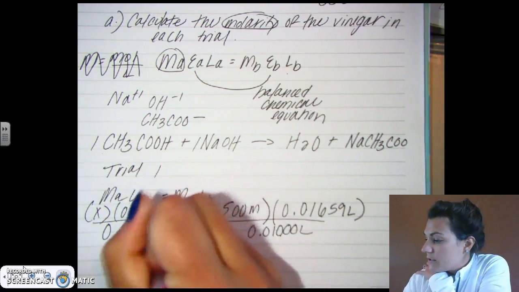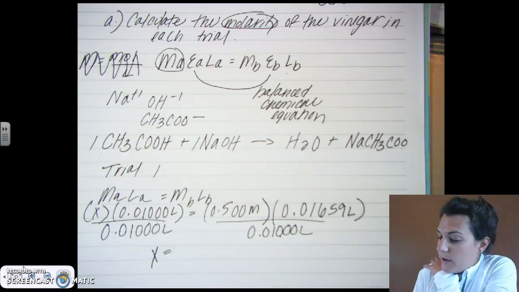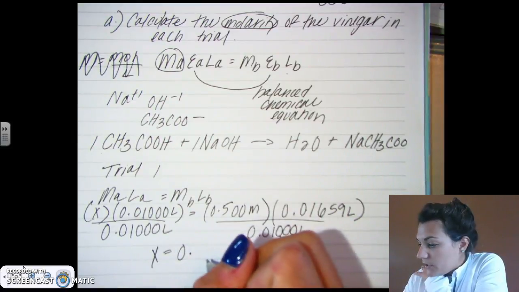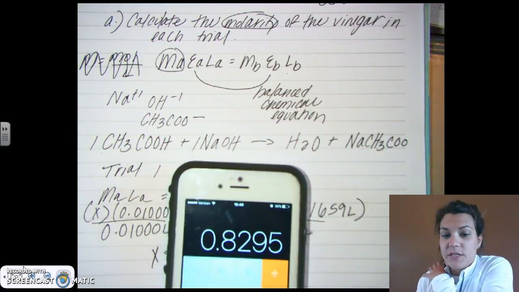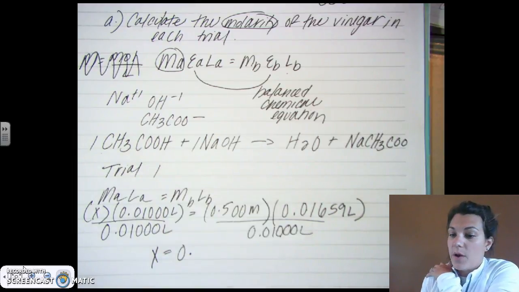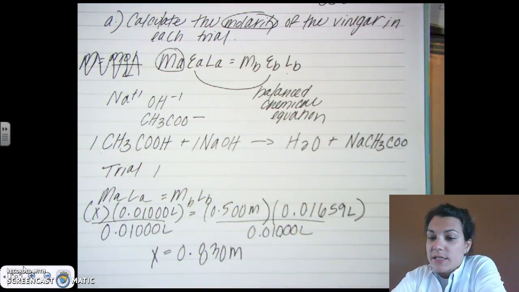Okay, so for X, I'm going to get 0.5 times 0.01659 divided by 0.01, and I'm going to have 3 significant figures here. So the molarity of the acetic acid is, and I'm getting on my calculator here, you can see this, 0.8295. Okay, so I need 3 sig figs, so the 5 rounds the 9 up, and the 9 rounds the 2 up, so it's going to be 0.830 molar. So in trial 1, the acetic acid is going to have a 0.830 molarity.